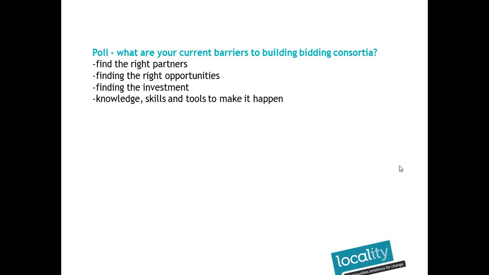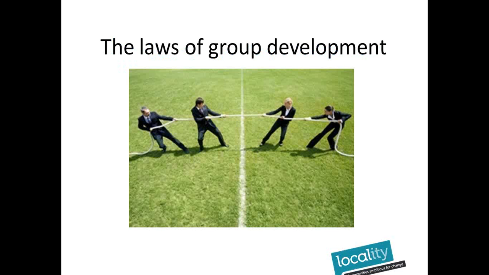But finding the investment is a big issue. Hopefully, with the increase in social investment that is out there at the moment, that is something that is going to become a bit easier to find and to uncover. Presumably, that's around finding the investment for developing the consortium and maybe cash flowing it for things like payment by results contracts. Knowledge, skills, and tools to make it happen. Yeah, that's the real thing. And if you can bring in some external expertise, it is always useful to help build that consortium.